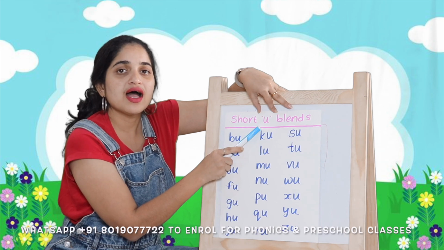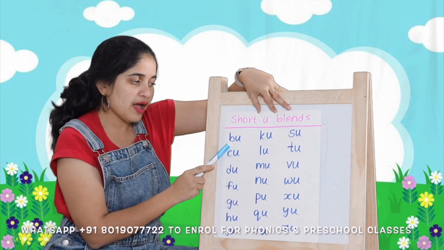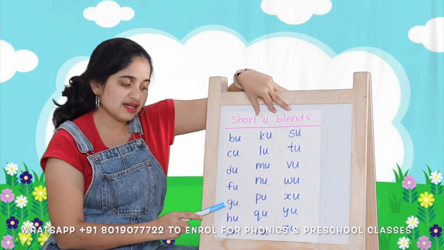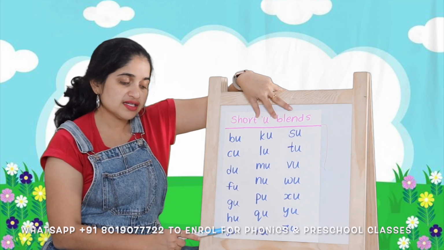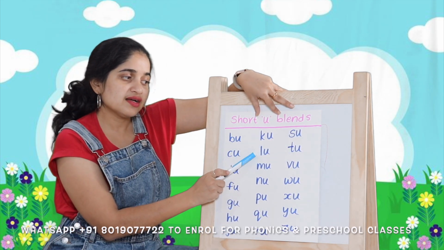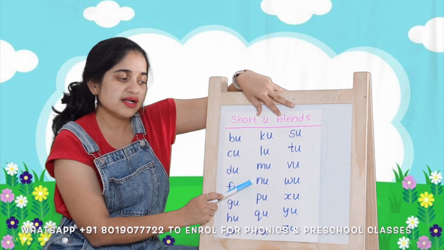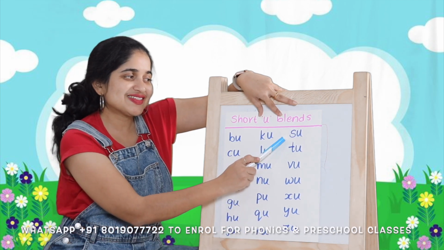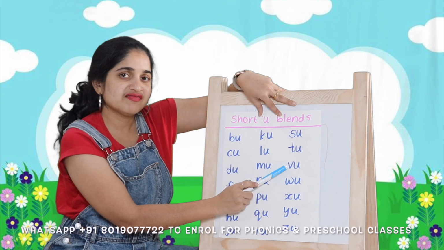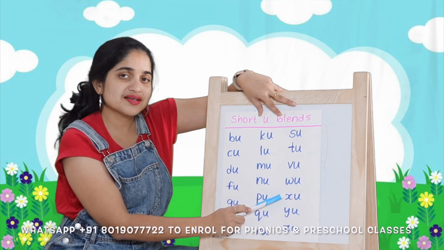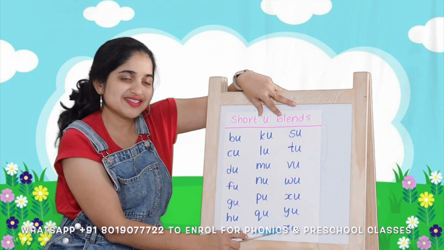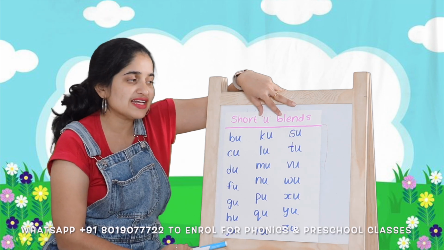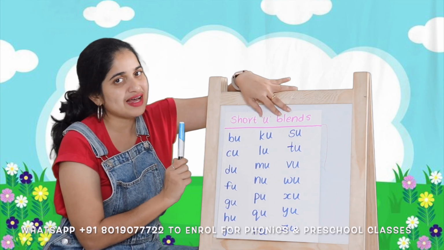It's A. As in ba, ka, da, fa, ga, ha, ja, ka, la, ma, na, pa, qua, ra, sa, ta, va, wa, xa, ya, za. So the ending sound of all the English consonants has to be a. Now let's see some examples.